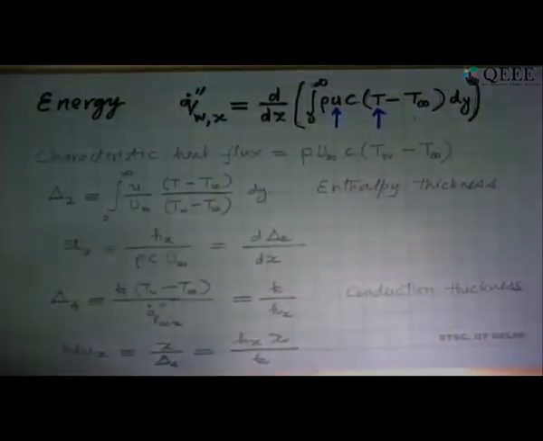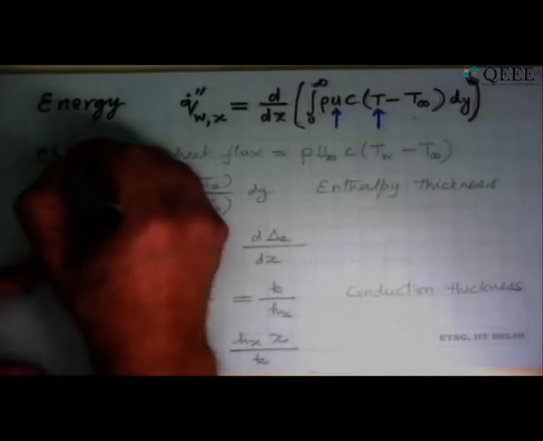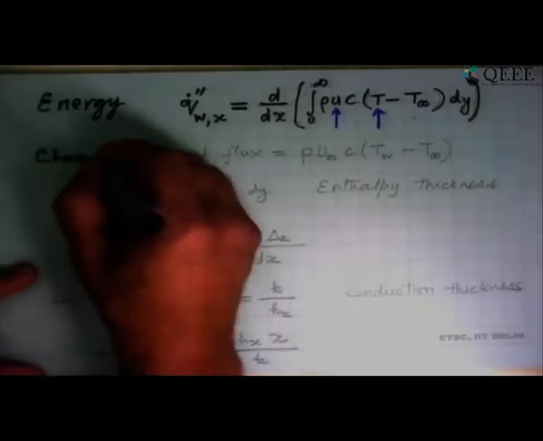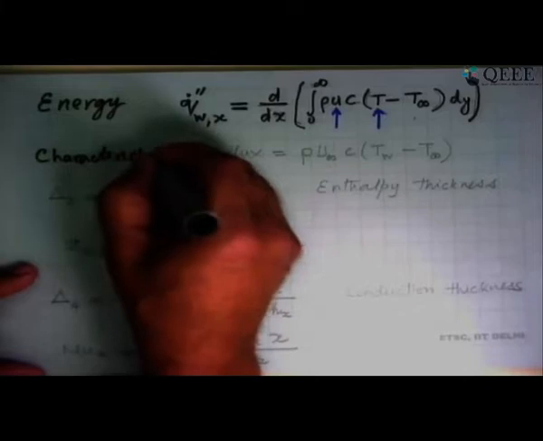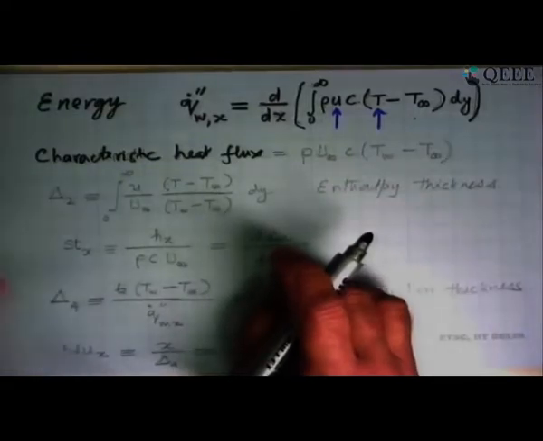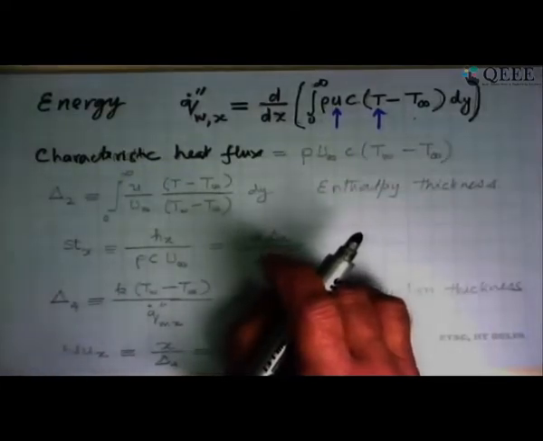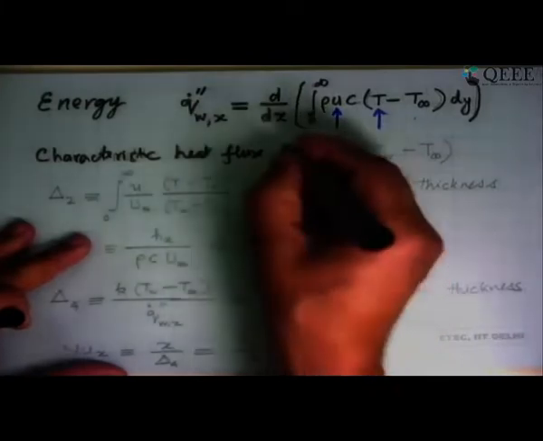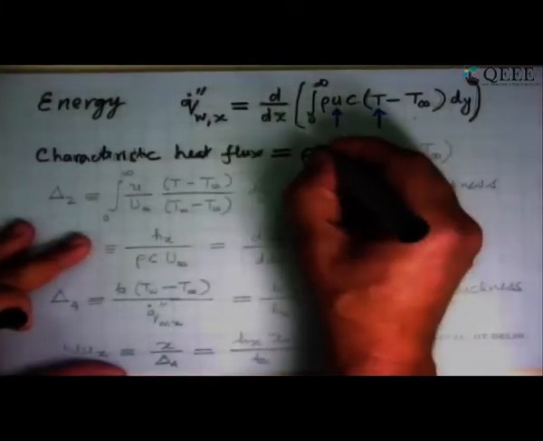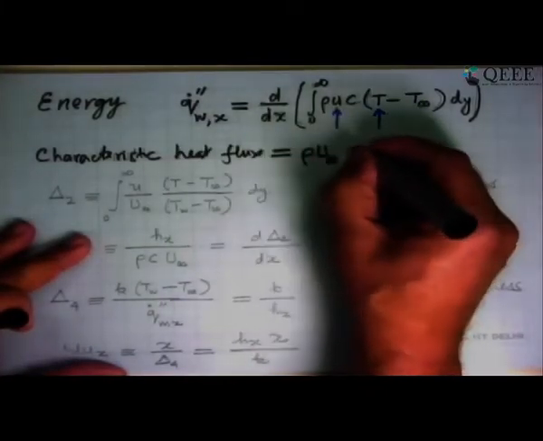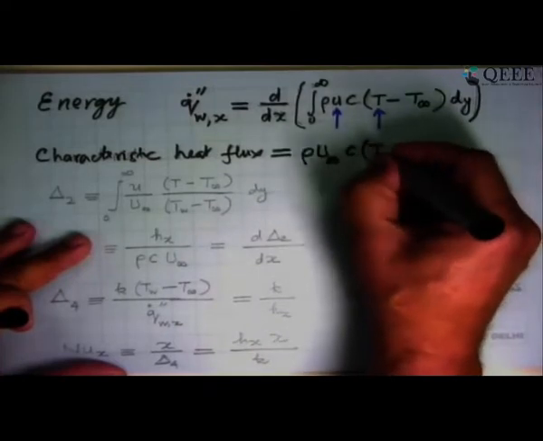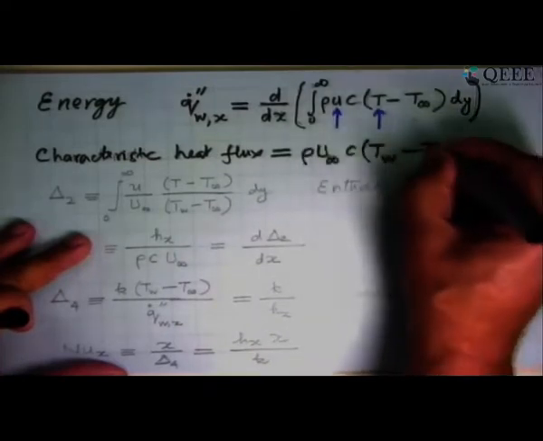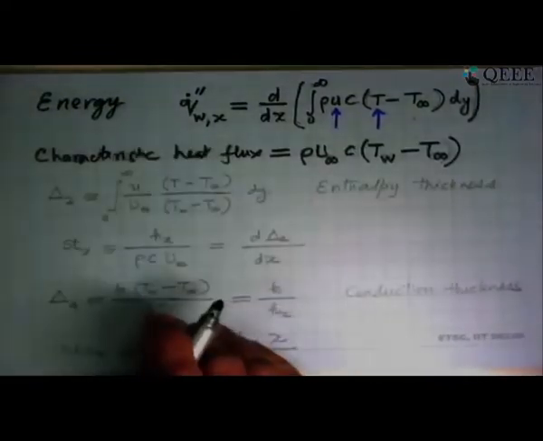And then we recognize that we can define a characteristic heat flux in the problem. We did that yesterday also. A characteristic heat flux is something that you say, okay, in this problem, the heat flux is of the order of this. It is some number which is a nice indicator of the problem. Beyond that, it doesn't mean too much. This we define as rho, which is given, u infinity is known, c, the wall temperature is known, and the fluid temperature is known. So this is the characteristic heat flux for this problem.